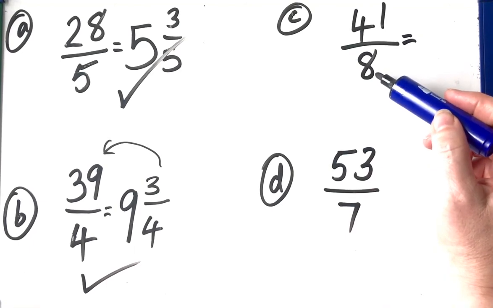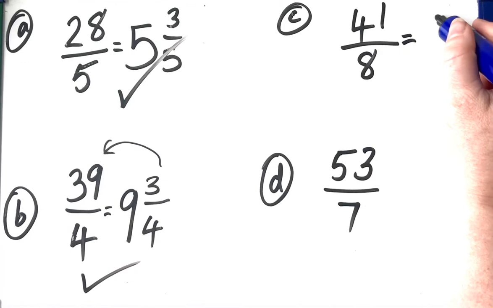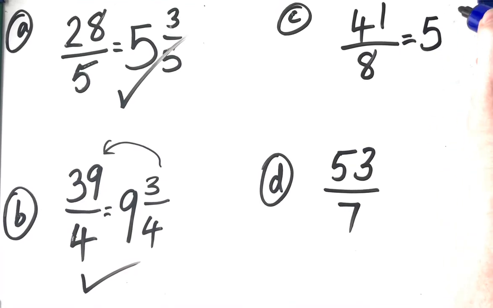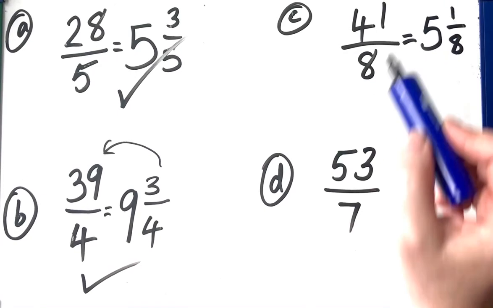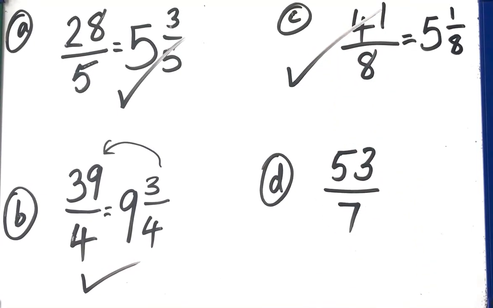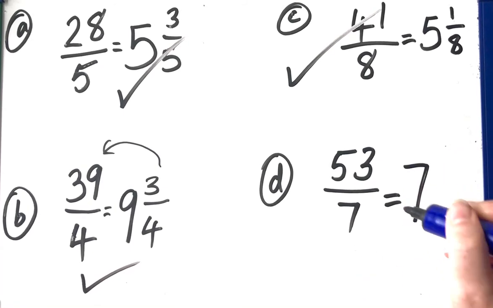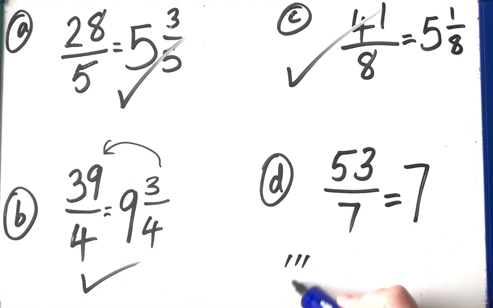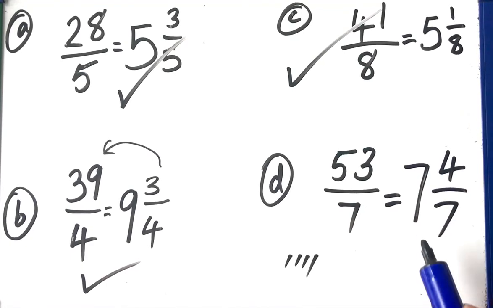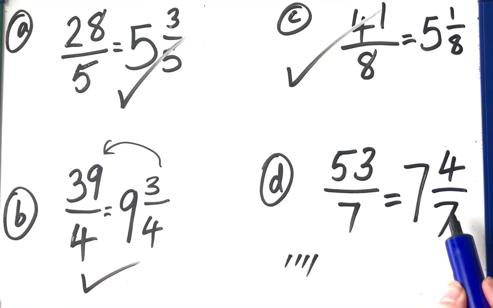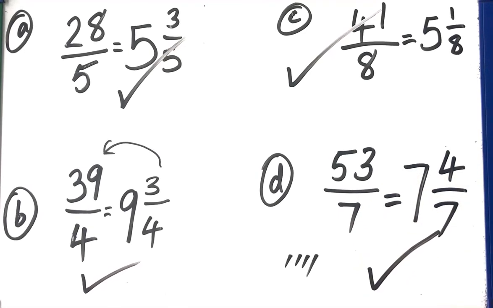5 8's are 40, 6 8's are 48, so 6 is too big, so it's got to be 5. 5 8's are 40, and there's only 1 left over. 5 8's are 40, 40 plus 1 is 41. Lovely, nice tick there. And finally, 7 6's are 42, 7 7's are 49, 7 8's are 56, so it's 7 7's are 49, 49, 50, 51, 52, 53. So 7 4/7. Before we get a tick, we're just going to check it. 49 plus 4 is 53. Boom, there we are. Well done.